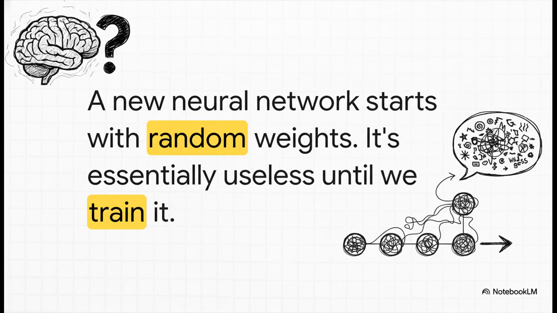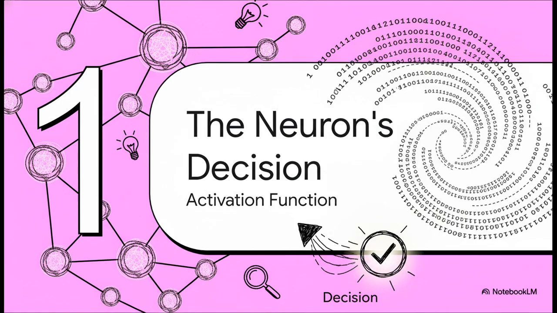Picture a brand new neural network. It literally knows nothing. Its internal settings, which we call weights, are totally random. So if you ask it a question, you're just going to get a wild guess back. The whole goal here is to basically walk it through a school of data so it can finally start making some smart predictions. All right, first things first, we've got to understand the tools the model actually uses to think.